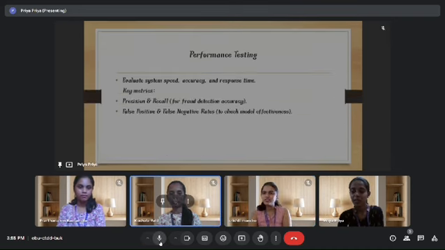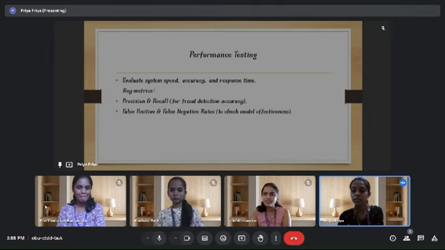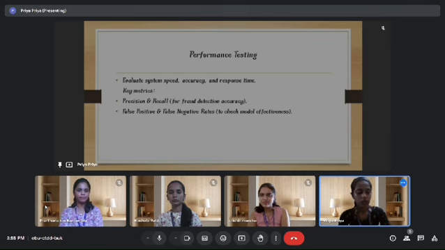I'm explaining about performance testing. Key performance metrics: precision and recall measure fraud detection accuracy, along with false positive rate and false negative rate. The false positive rate: avoid blocking legitimate transactions. The false negative rate: minimize undetected fraud cases. Response time evaluation ensures real-time fraud detection. Comparison with traditional methods demonstrates ML's superiority.